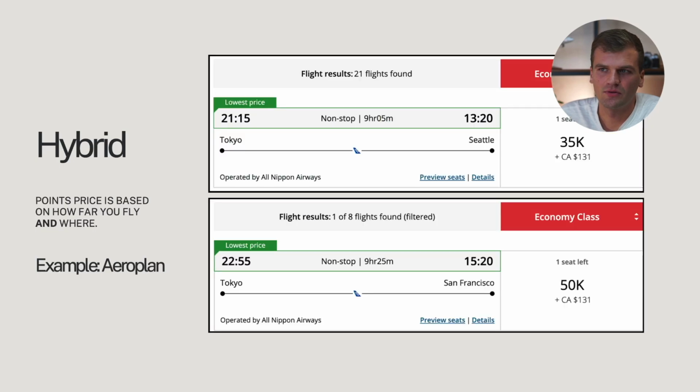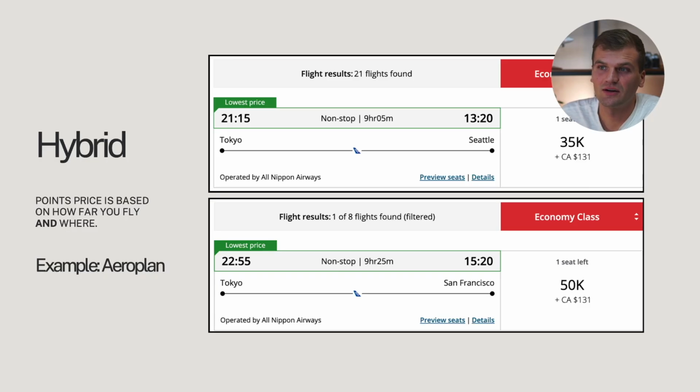So here's an example of just a nuance. A 9-hour flight to Seattle is going to be 35,000 miles. A 9-hour and 25-minute flight to San Francisco is going to be 50,000 miles, 15,000 miles more.